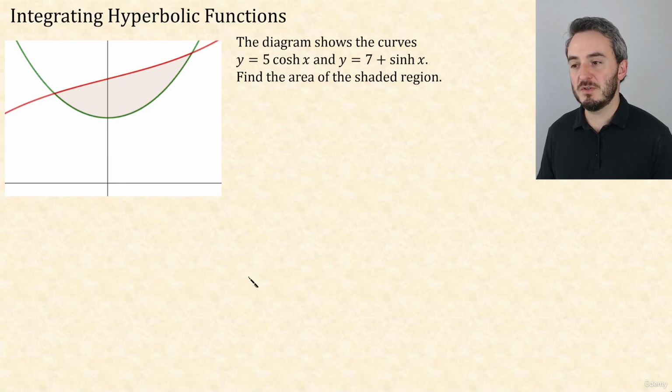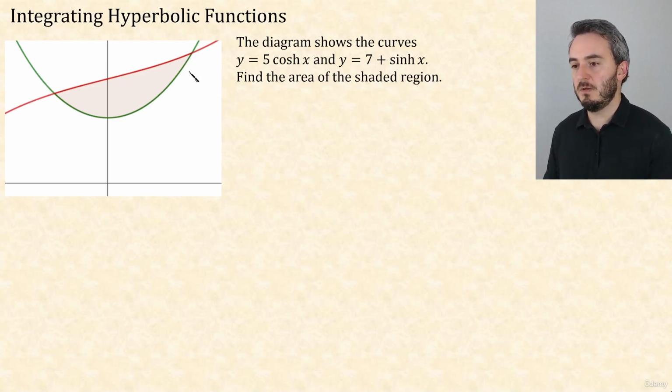All right, the diagram shows the curves y equals 5 cosh x and y equals 7 plus sinh x. We want to find the area of the shaded region. Overall, this is going to involve taking the integral of the function which is on top minus the function which is underneath, between the two limits. So there are a few things we need to do. We'll need to do that integral, we'll need to figure out which function is actually on top, and we'll need to find the intersection points.